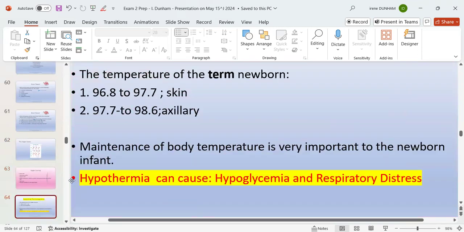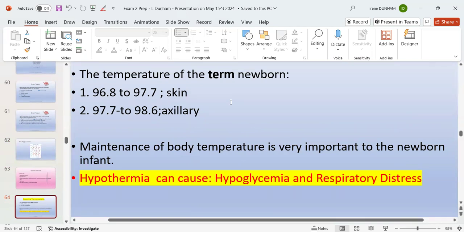All righty. Let's see. This is a slide. Body temperature is so important to the newborn. So a big problem at birth would be regulating thermoregulation, to make sure that the baby stays warm.